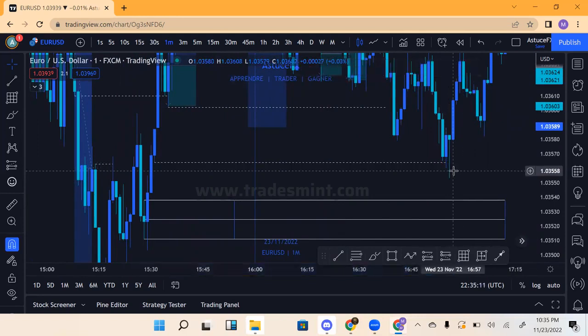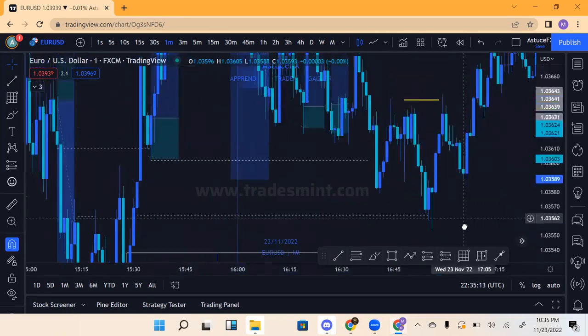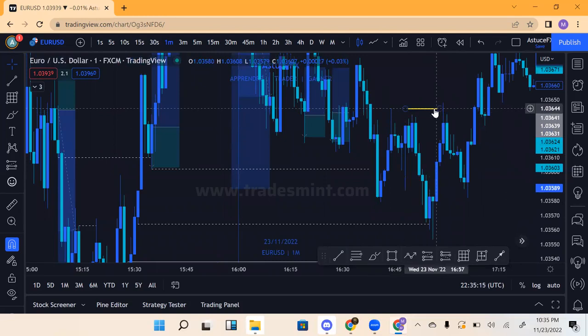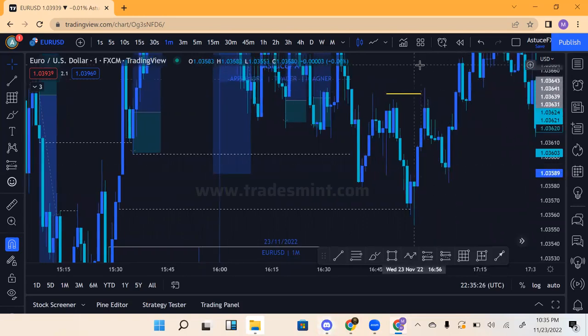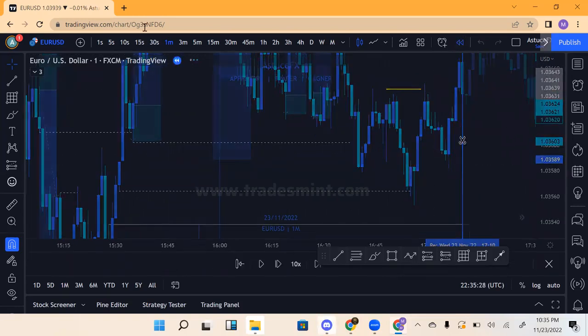Price came, tapped into it, took the liquidity, and directly gave the change of character we're looking for, and pulled back. It might pull back to the OB, or it might not pull back to the OB. But what happened is it will always pull back to take internal liquidity that broke structure to the upside. Always take internal liquidity.